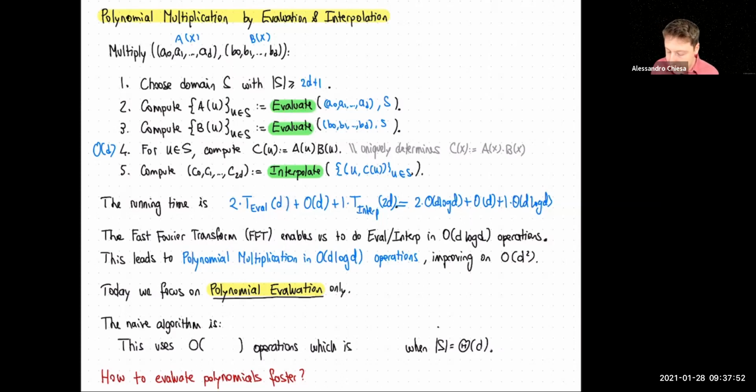And why are these D log D? Because I've said that they are. I've said that thanks to the FFT, we'll be able to make all the green things D log D. So that's why I've replaced them by D log D. We haven't seen yet how to do that.